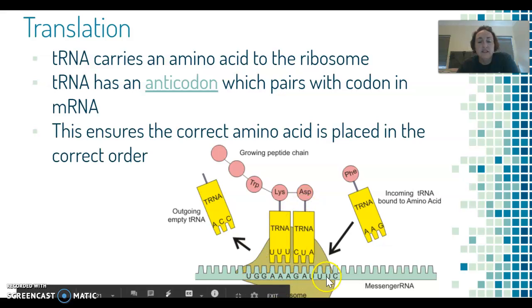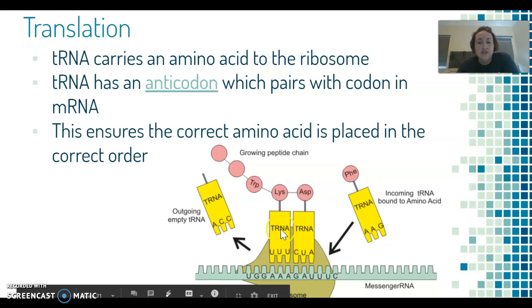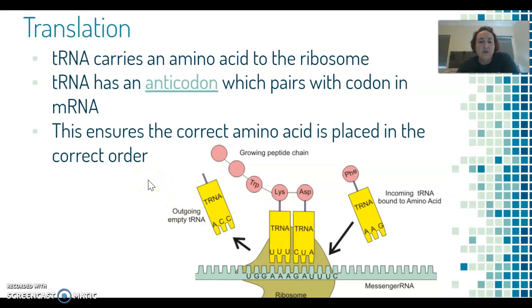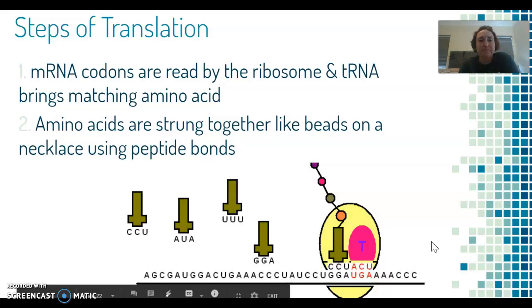And so what this code does is it makes sure that we have all of the amino acids and they're in the right order. You can see these lines here, these are your peptide bonds, and we call this a peptide chain. So what ends up happening is that this tRNA drops off its amino acid, and then it goes back into the cytoplasm to grab another of the same amino acid and waits for it to come and match up with the codon again, okay?